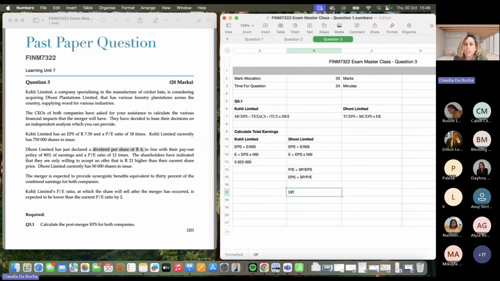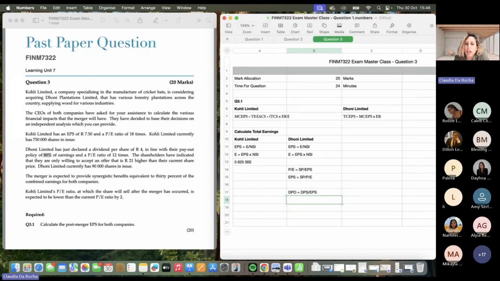Our dividend per share is normally your annual dividends divided by your number of shares, but we don't have total dividends here. What we do have, however, is the payout ratio. So they've got a payout of 80%. Our payout ratio formula is DPO equal to DPS divided by EPS.